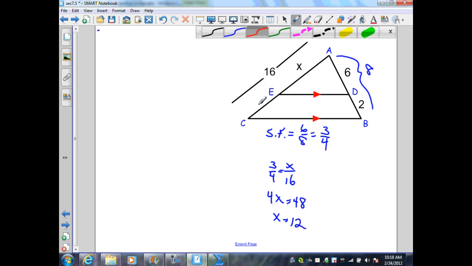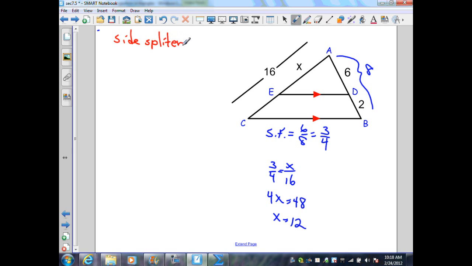But since these two segments are parallel from the side splitter theorem, I can use the segments created by that parallel side to set up a proportion. Therefore, if this is x, this would be 16 minus x for the length of CE. Therefore, if I go top over bottom and top over bottom, when I simplify that fraction to make it easier, it gives me 3 over 1.